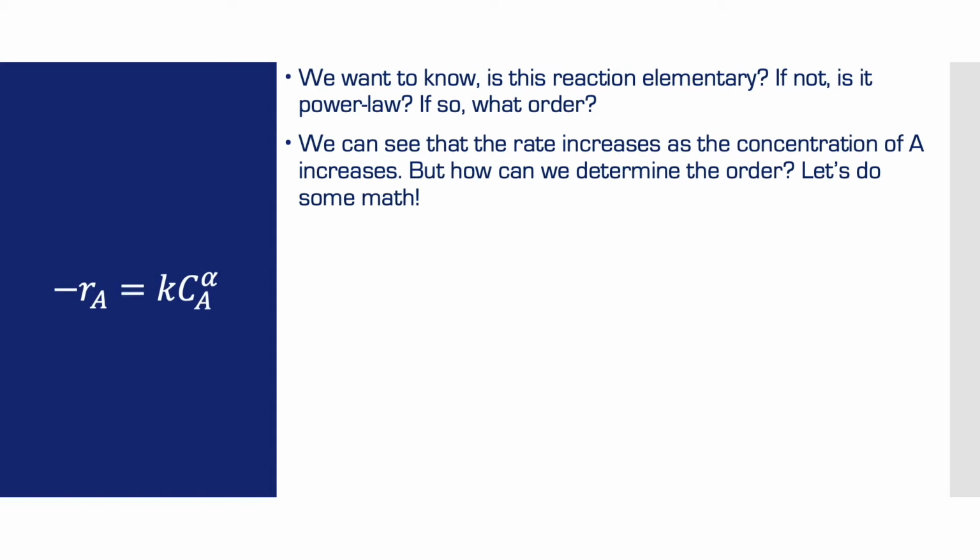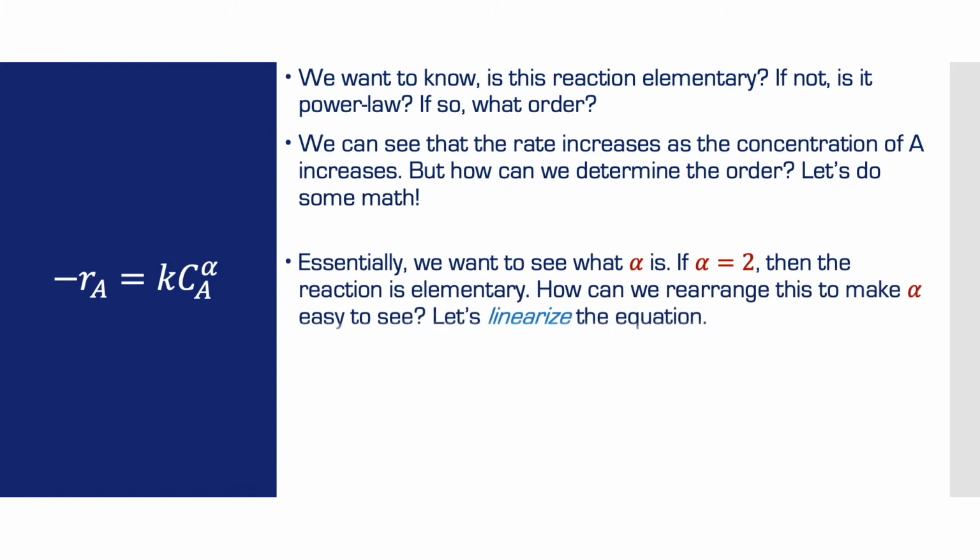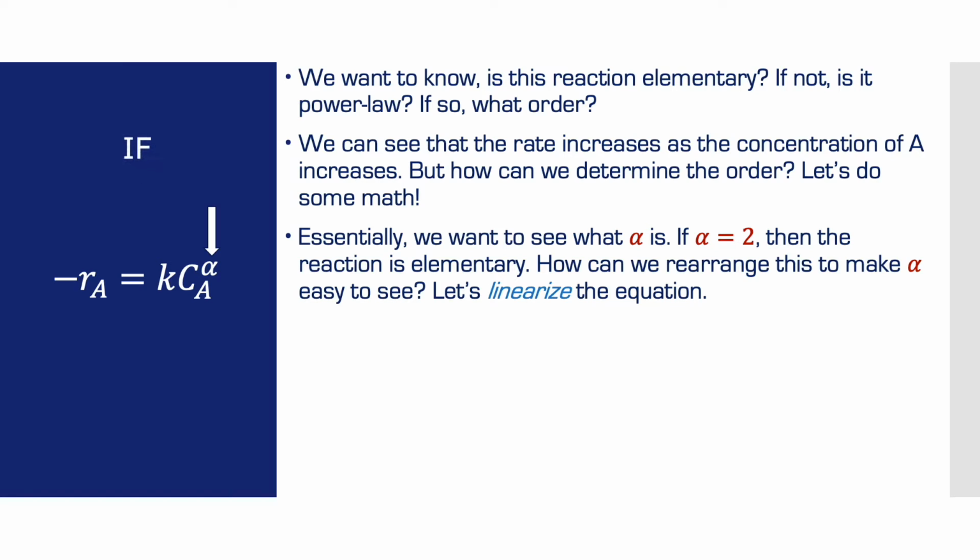Let's do some math. The negative rate of reaction with respect to A is equal to the rate constant multiplied by the concentration of A to the alpha power. Essentially, we want to see what alpha is. If alpha is 2, then the reaction is elementary. How can we rearrange this to make alpha easy to see? Let's linearize the equation.